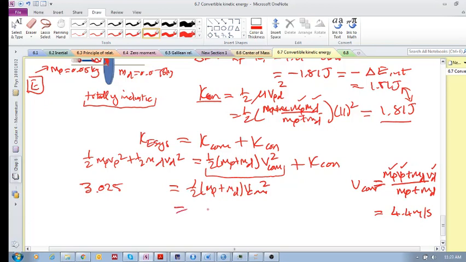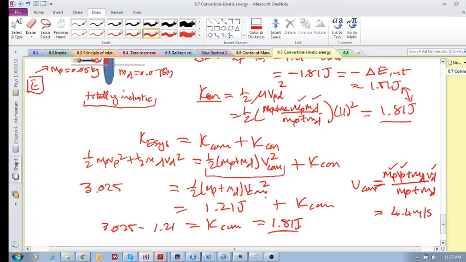So I'm just going to rewrite this. This is 1.21 joules plus K center of mass. So we've got 3.025 minus 1.21 is K center of mass, which is 1.81 joules. Do you see the different ways of calculating this? You've got the actual formula, and you've got this one, which is more from first principles. I really suggest that you know how to do both. So the point is that this is the maximum amount that can be converted.